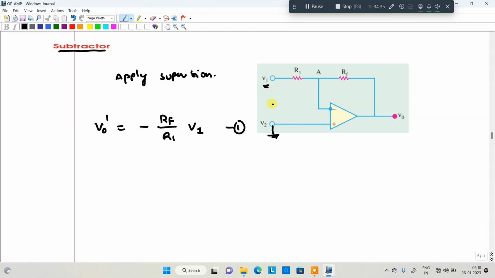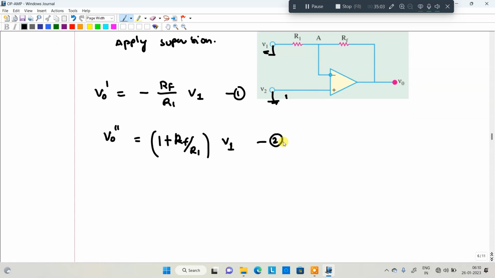Next, apply superposition in the same case. V1 is deactivated and connected to ground, and V2 is connected to the input. In that particular case, that is a non-inverting amplifier, and V0 double prime is equal to 1 plus Rf divided by R1 into V2. Okay, this is the second case. Now we can add both. That is the V output.